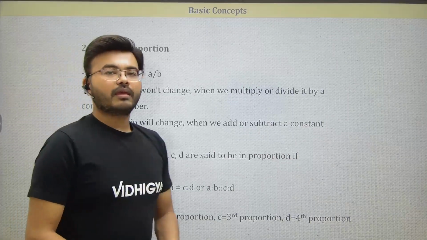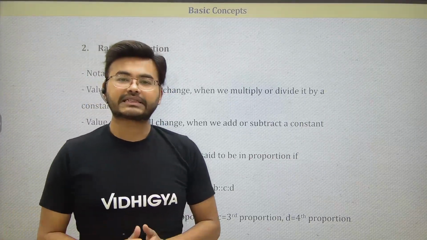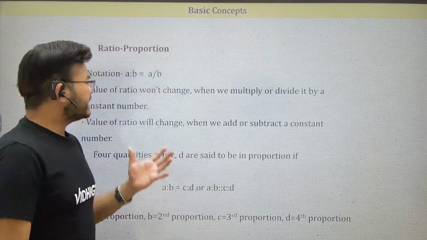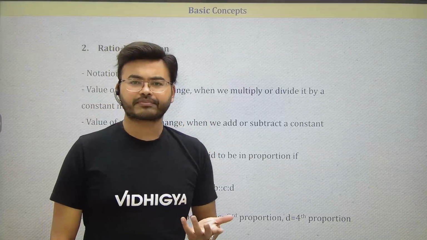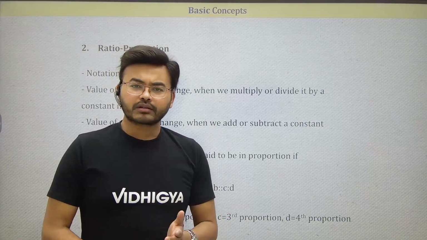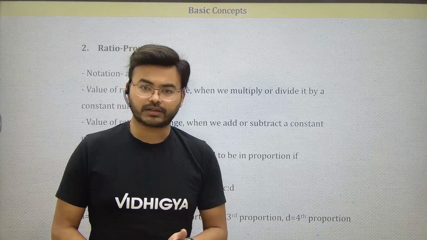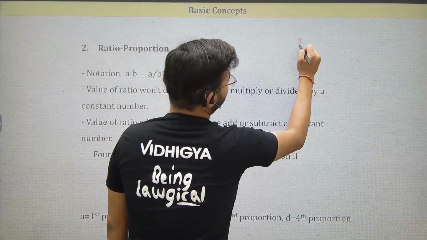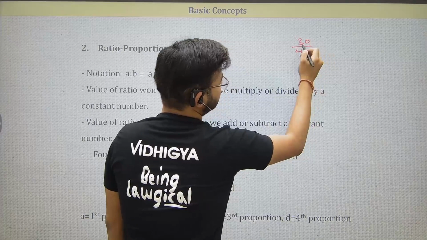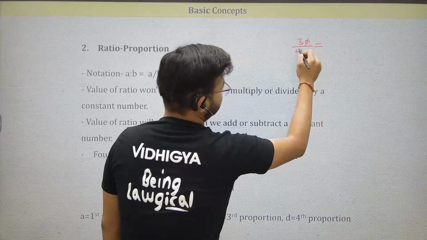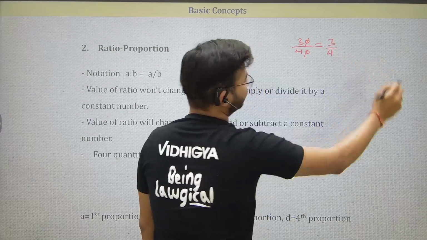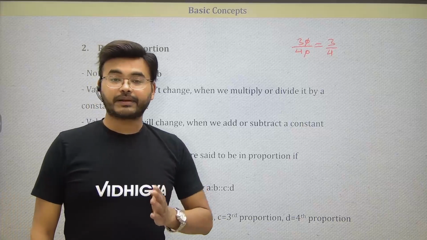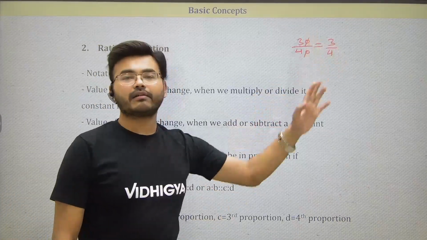Next, now we are going to learn the magical concepts related to ratio and proportion. So ratio is basically when we try to compare two quantities. Let's say in an exam, you got 30 marks and your friend got 40 marks. So if we compare, we cancel out the tens, we get the ratio as 3/4. That means the ratio of marks obtained by you as compared with your friend is 3/4.